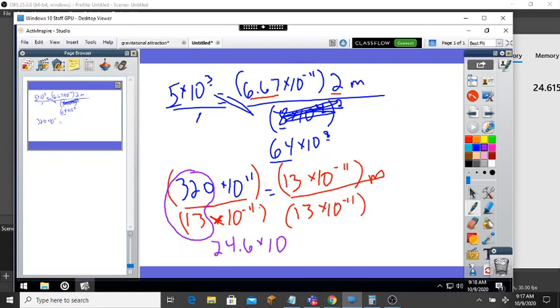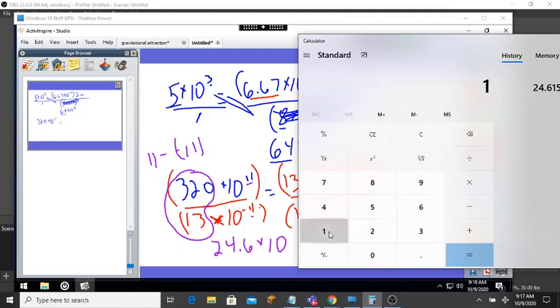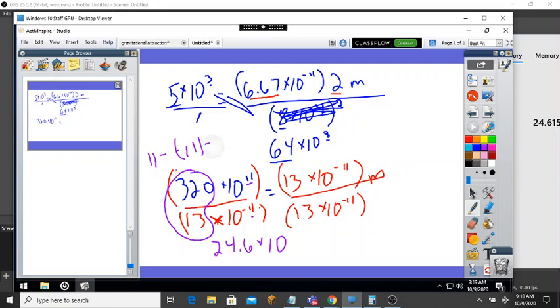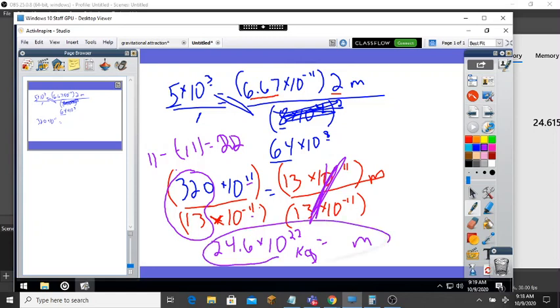24.6. The exponents, we are going to subtract them. 11 minus negative 11, right? So 11 minus negative 11 gives me 22. And it's 22, okay? And since we were solving for mass, this canceled. This should be kilograms, okay? So you're solving everything normally. Don't do anything different. Just do everything normally, okay?